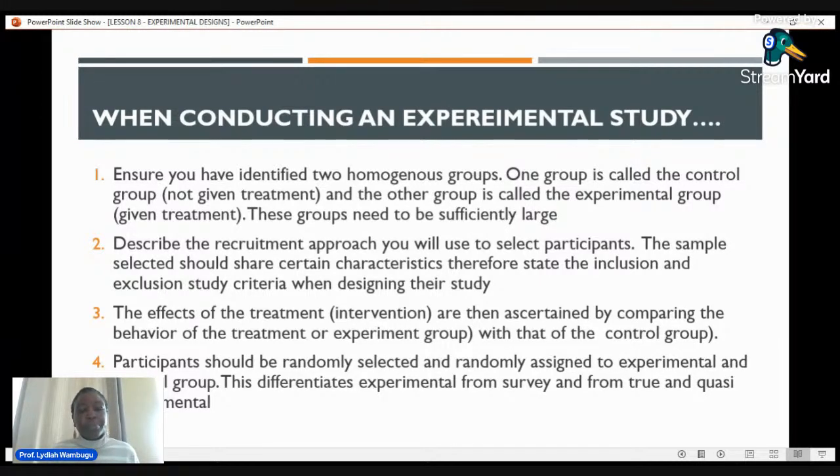Number three, once you have identified your homogeneous groups, you have recruited them, you have stated your criteria of selection, inclusion, and exclusion, then you need to give them treatment, the experimental group. Then you compare the effects of the treatment on the group that was not given the treatment. So point number three says the effects of the treatment, or what we call an intervention, are ascertained by comparing the behavior of the treatment or the experimental group with that of the control.